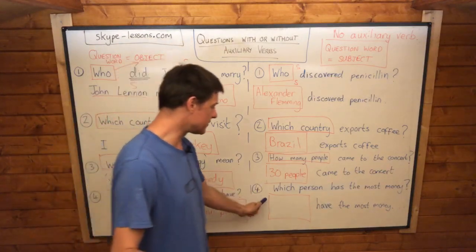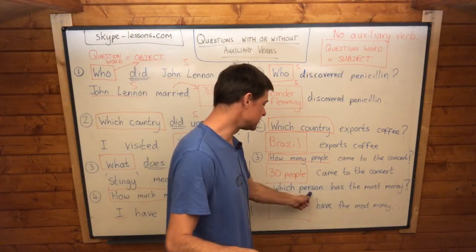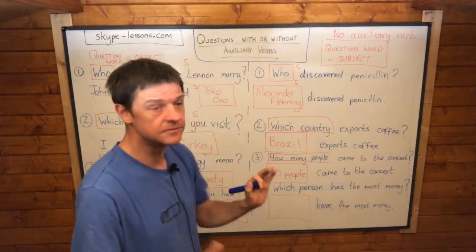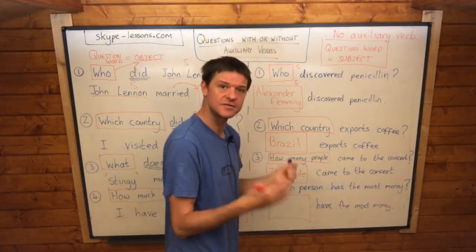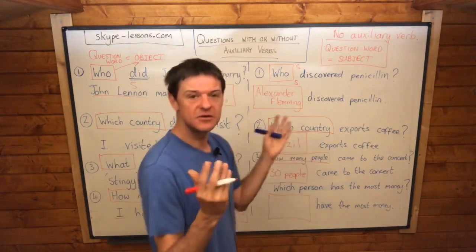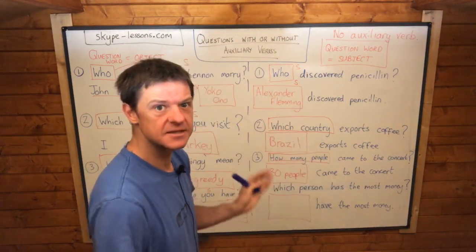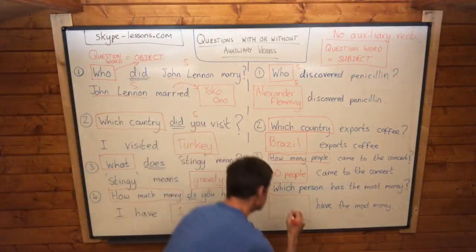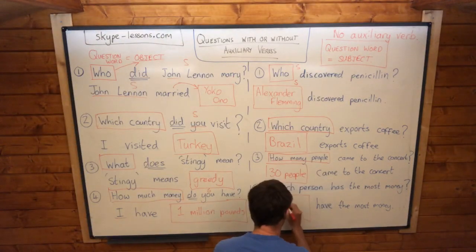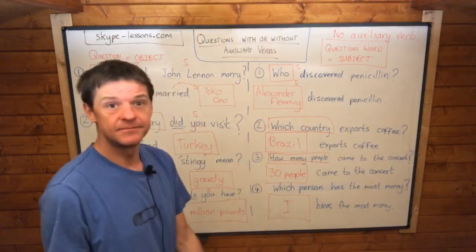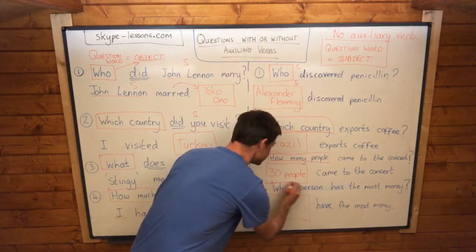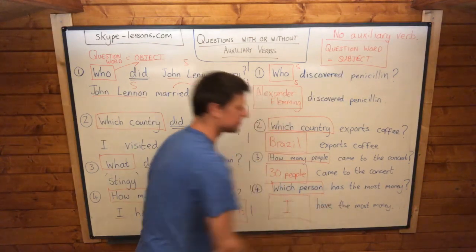And look at the last question. Which person has the most money? Not which person does have, that would be wrong. It's which person has the most money. Why? Because which person is subject. Because if we say, I suppose it's me, I've got £1 million here. So if we say, I have the most money, I am the subject of that sentence, which means that which person is the subject of has.